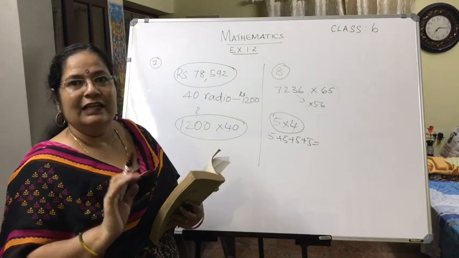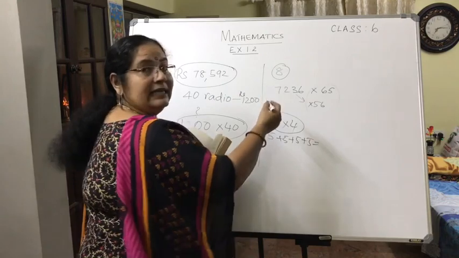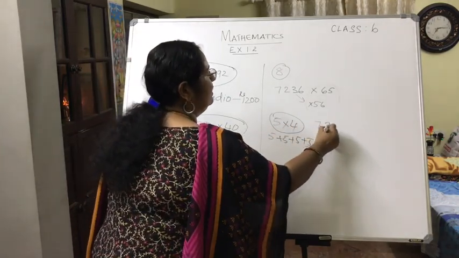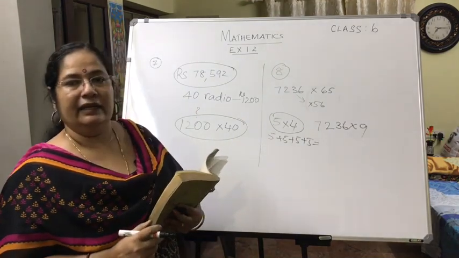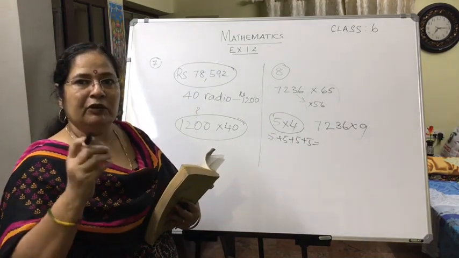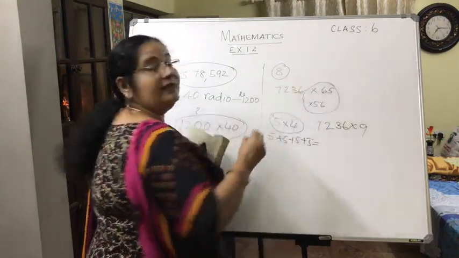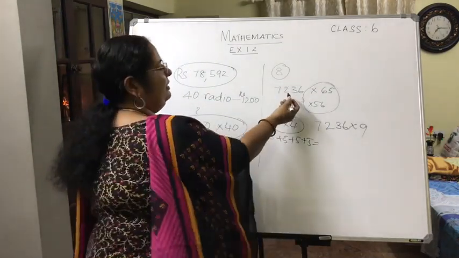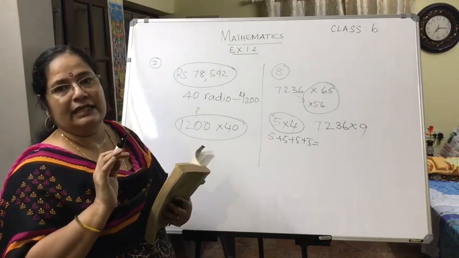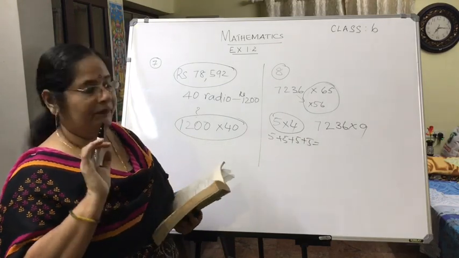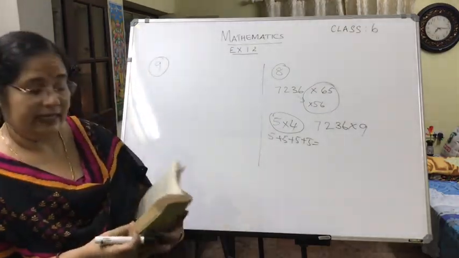Is that clear? So by how much more was his answer? The answer would be 7236 multiplied by 9. Have you understood? One more time should I say? What you will find actually is the difference between these two numbers. Multiply that with the given number. That will give you by how much the answer was more. Clear? Yes. Now we are going to question number 9.